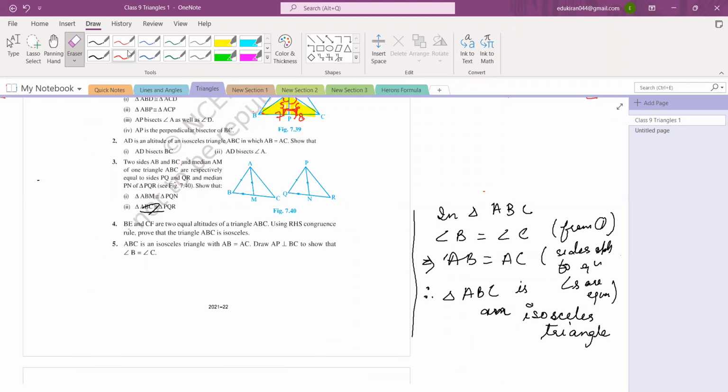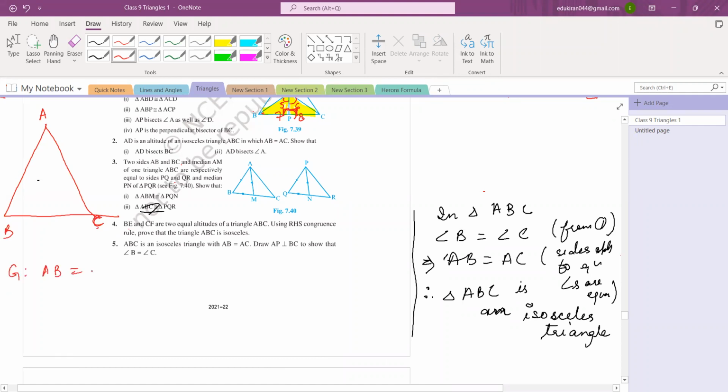Question number 5. What does it say? ABC is an isosceles triangle with AB equal to AC. So first, let us draw an isosceles triangle here. This is your A, B, and C. So it is given that AB is equal to AC. So in this question, it is already given that the triangle is an isosceles triangle. Draw AP perpendicular to BC. So perpendicular to BC means it is already given that this angle is 90, this angle is also 90. If I name them 1 and 2, so angle 1 is equal to angle 2 is equal to 90 degrees. This is also given.